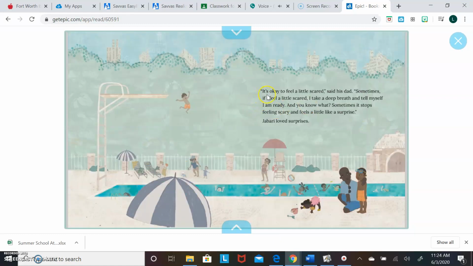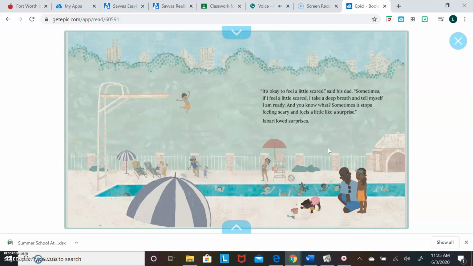Right here. "It's okay to feel a little scared," said his dad. "Sometimes if I feel a little scared, I take a deep breath and tell myself I am ready. And you know what? Sometimes it stops feeling scary and feels a little like a surprise." Jabari loves surprises. So I think that's something that we can think about in our own lives. It's okay to feel a little scared.